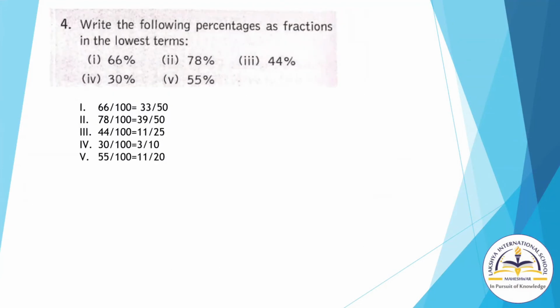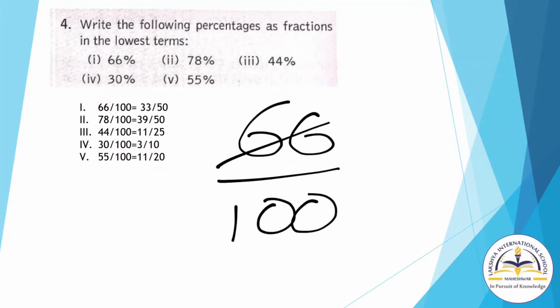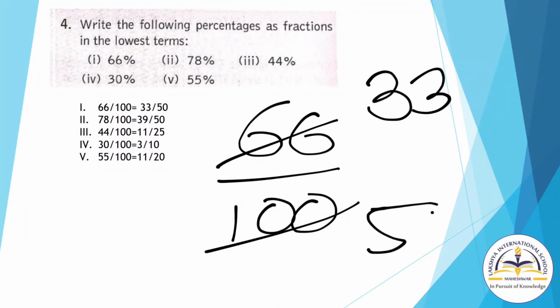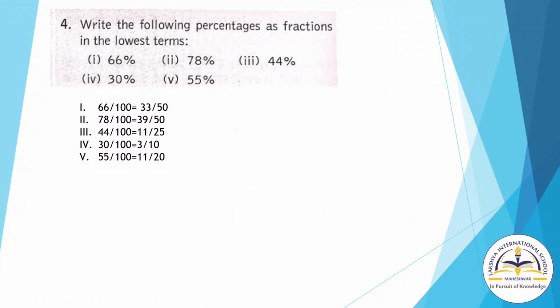Now question number 4, write the following percentages as fractions in the lowest terms. Now 66% is given here, it means 66 divided by 100. You can cut them with the table of 2, so you will get 33 and 50. You cannot cut further by any number, so 33 by 50 is the lowest terms fraction, that will be the answer.